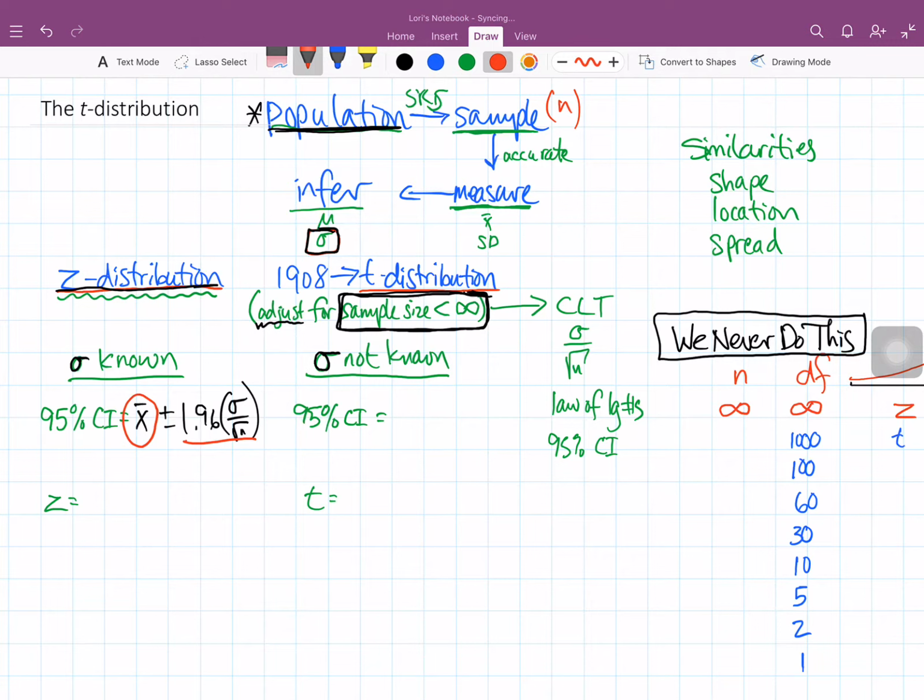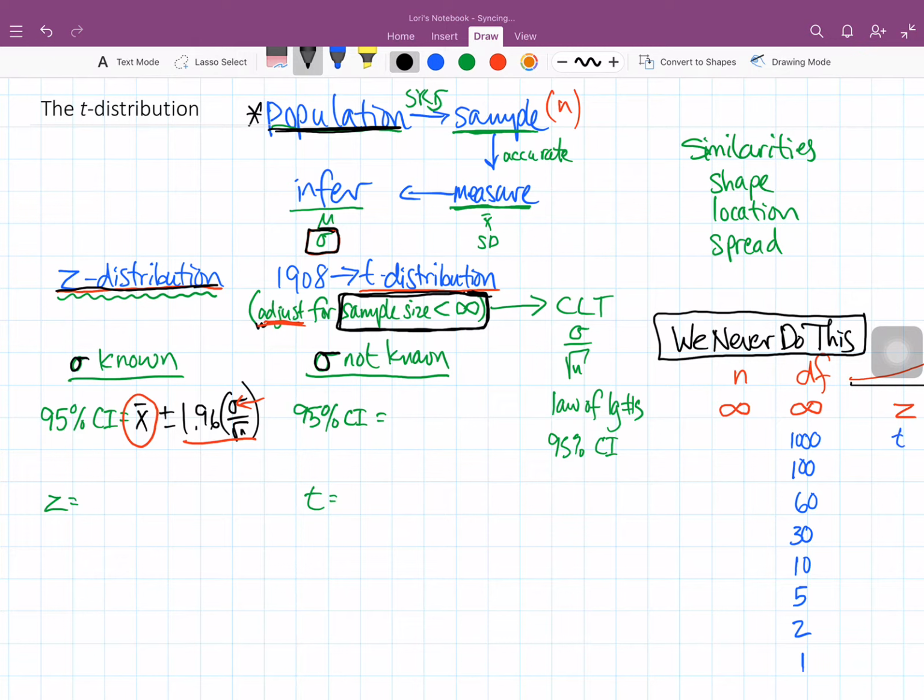So therefore, if n is increasing, then that margin of error gets smaller and smaller and smaller. When we don't know sigma, then we have to make this adjustment, and we have to calculate this slightly differently. And so the adjustment looks like this.